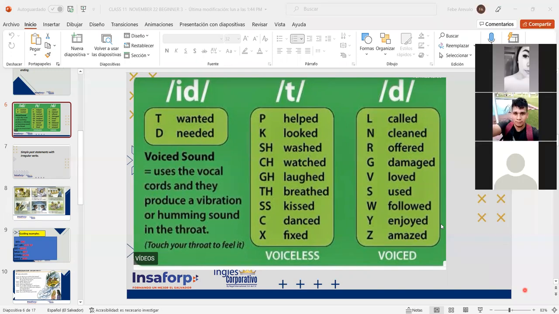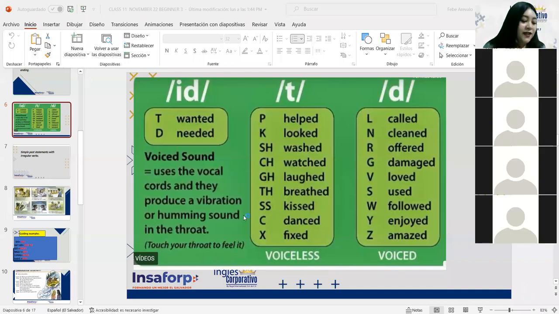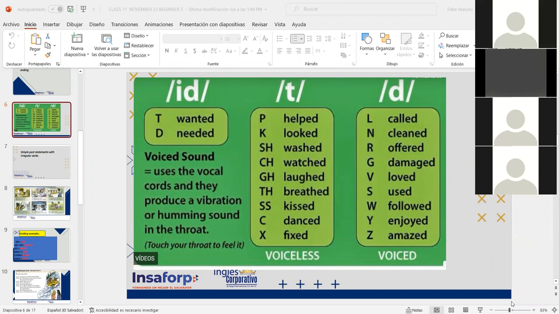Ahorita es un momento, amigos, de brillar, all right? Antes de que envíen la record y se vayan a confundir o algo. Nobody wants to shine. Yo, Mayra. Okay, what? Así está bien, ¿verdad? Wanted. Needed. Helped.